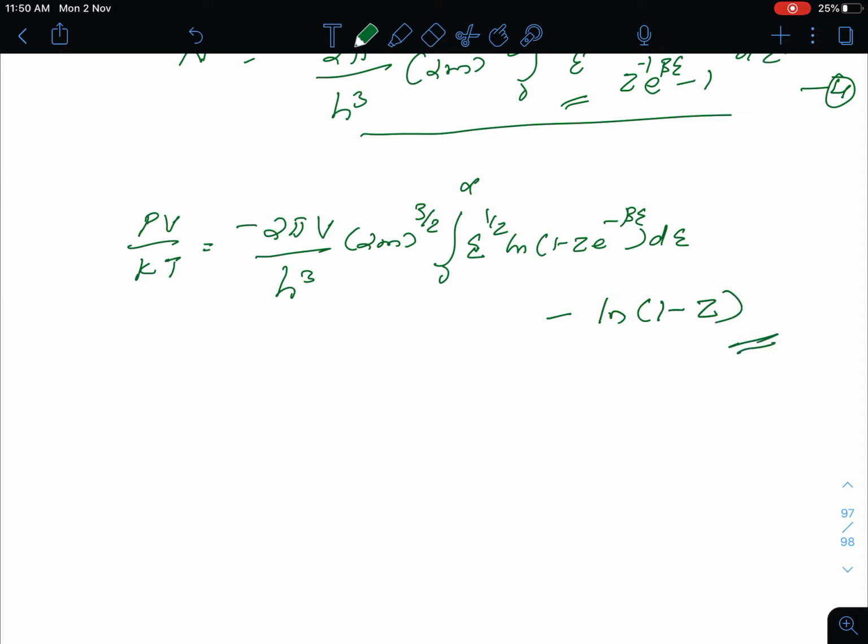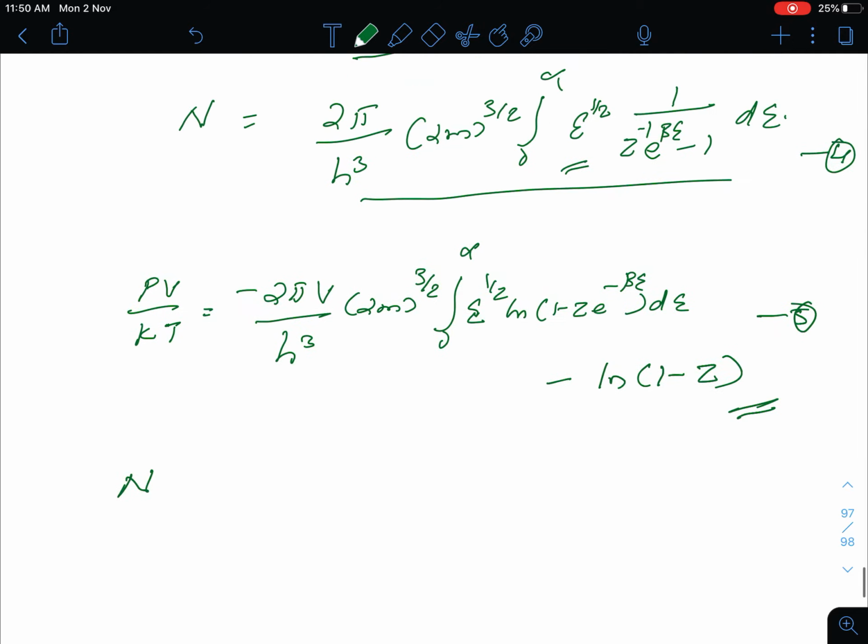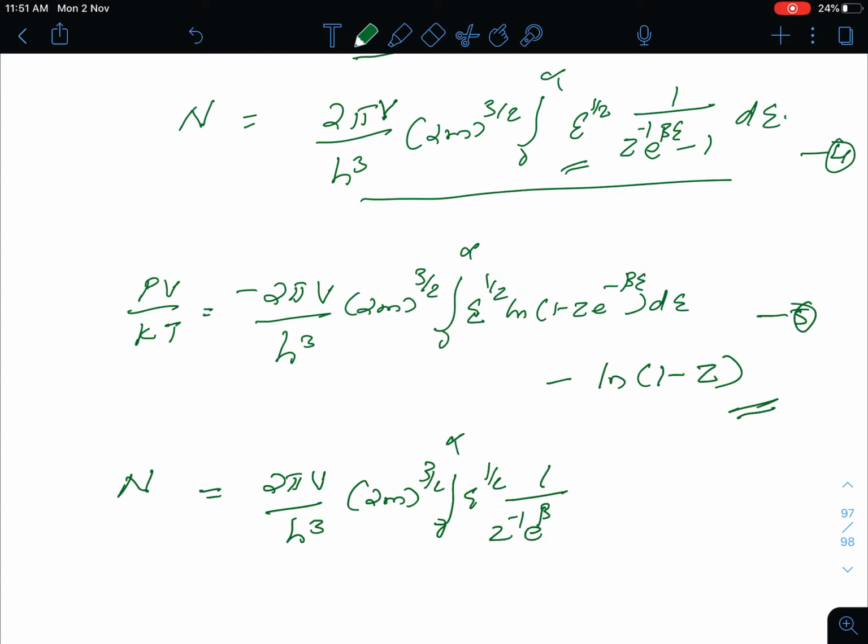There is already a PV by KT term corresponding to zero energy. So everything will be okay. So let's put that as equation 5. Now n, oh, you have a V missing here, yeah, N is equal to 2πV by h cube 2m raised to 3/2 integral 0 to infinity e raised to half 1 by z raised to minus 1 e raised to beta e minus 1 dE.